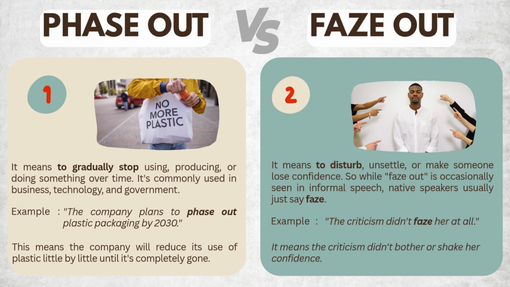Here's the nuance. Phase out is about gradually ending something. Phase is about emotionally unsettling someone, and in most cases don't add out.